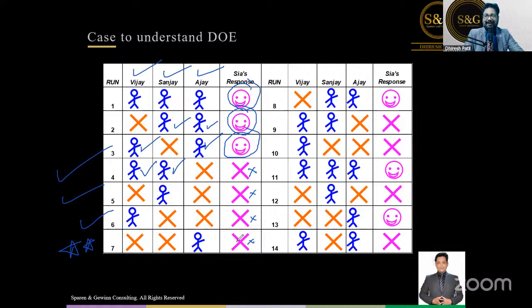Otherwise, who will watch the movie if there is a straight love story, correct? A hero and heroine went into college, fell in love and got married. Nobody will watch that movie, right? There has to be some twist. So then they continue with this. Sanjay and Ajay were there, she smiled. Then Vijay and Sanjay were there, she didn't smile.